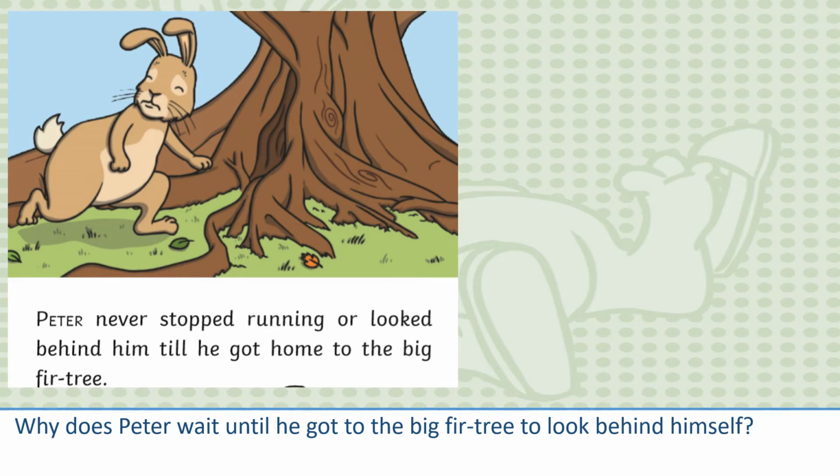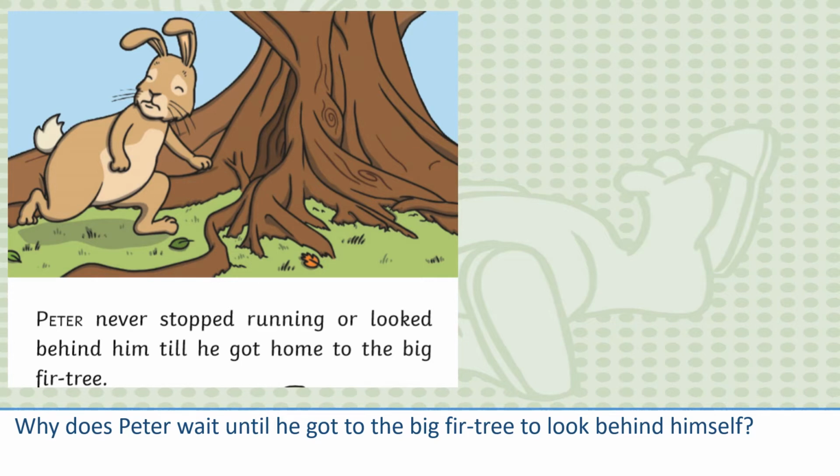So why does Peter wait until he got to the big fir tree to look behind himself? Peter waited until he got to the big fir tree to look behind himself because, have you ever been in a race? If you're too busy looking who's either side of you, you're not concentrating on what you need. And so Peter knew this. He knows that he needed to concentrate on running home because what's at home? Safety is at home.